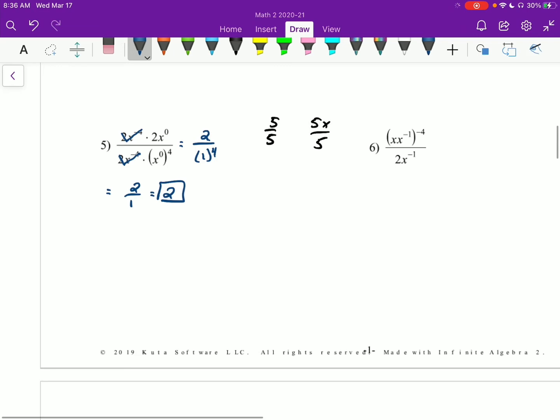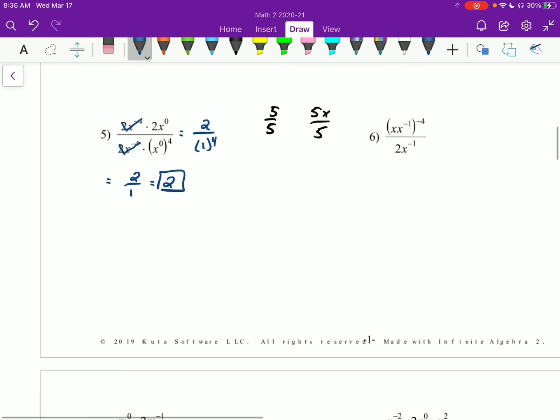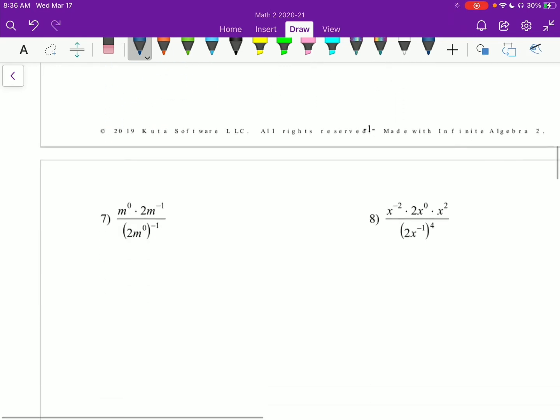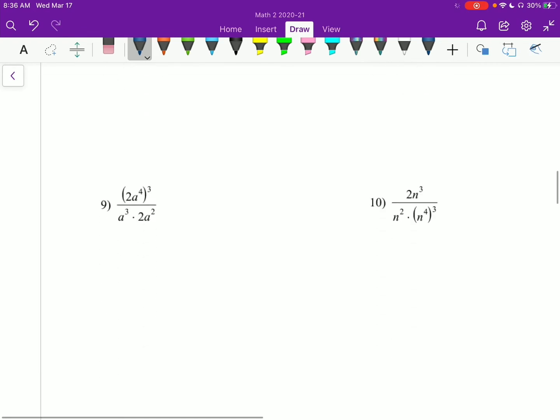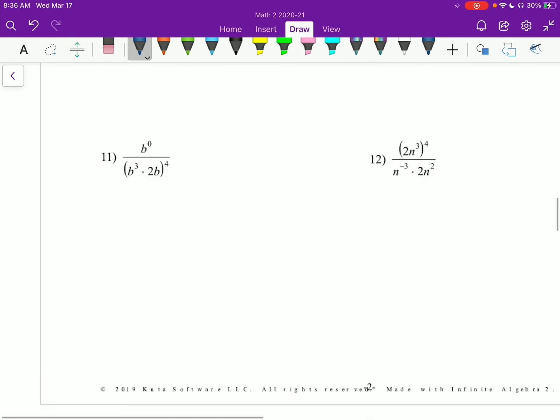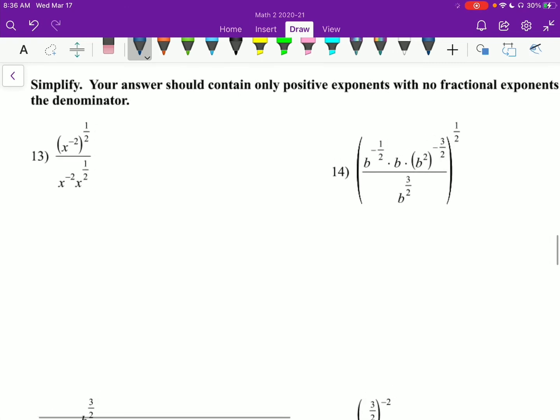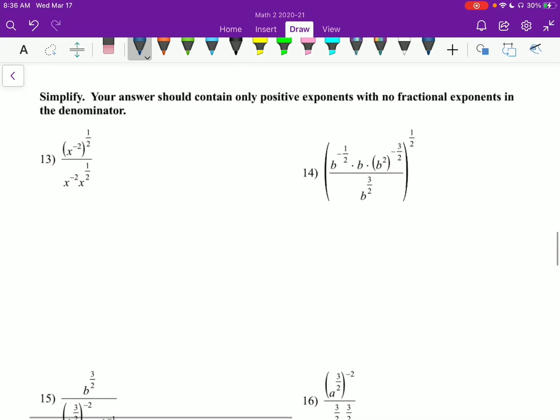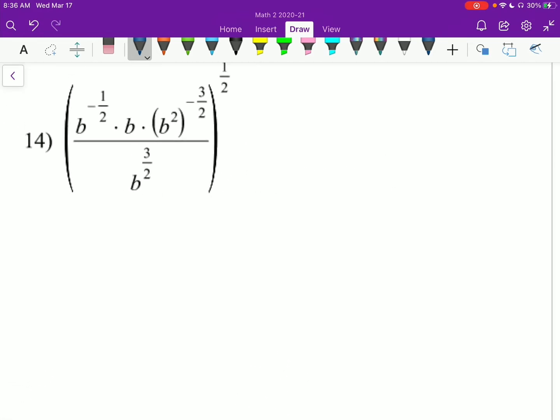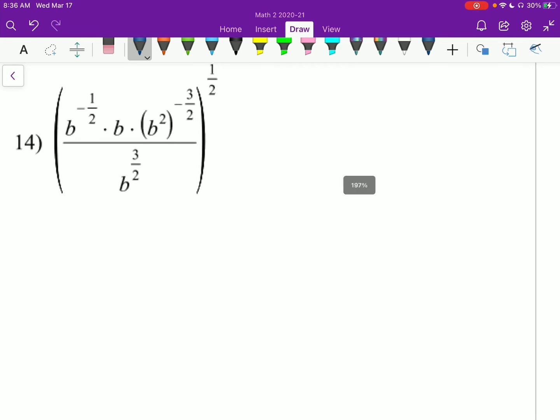All right, let's look at another one. Let's go on to the harder ones here. Maybe let's look at number 14. The directions say that we should only have positive exponents with no fractional exponents in the denominator. Now, if we end up having a fractional exponent in the denominator, I probably won't mark you wrong right now, but eventually we're going to want to try to get rid of those.